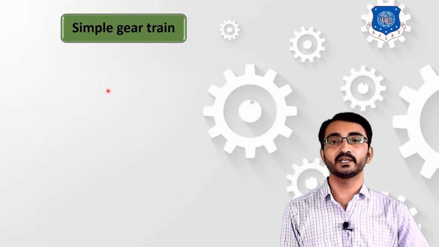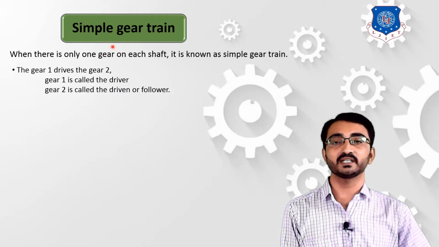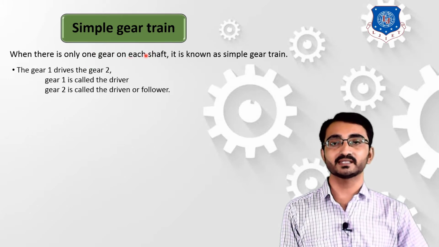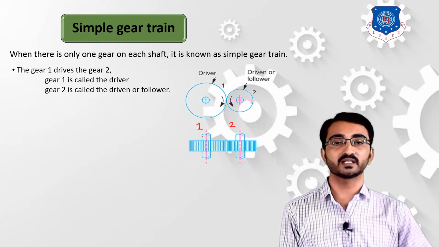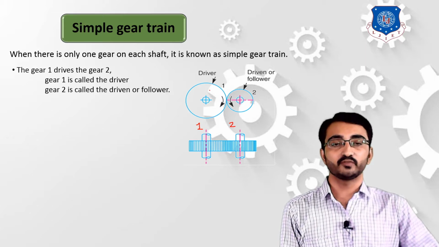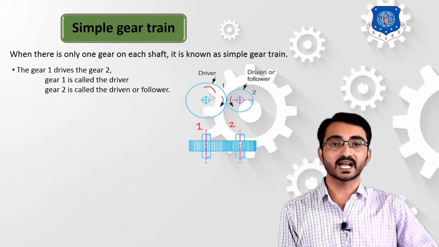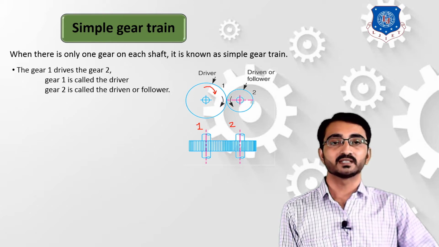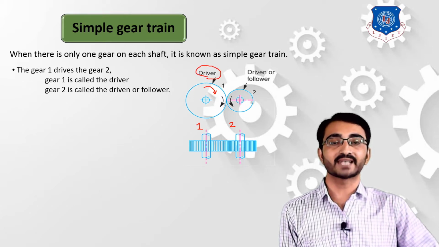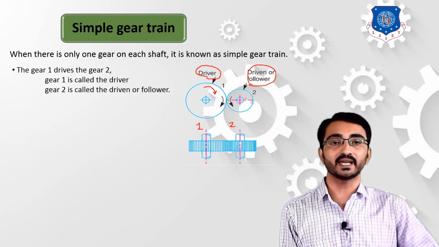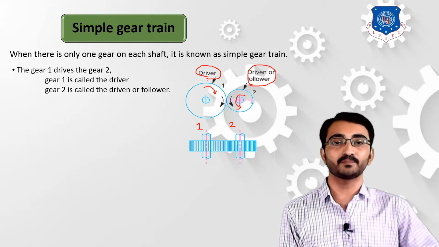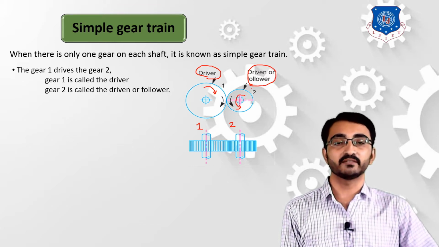As the name indicates, an assembly containing a simple arrangement, where only one gear is mounted on one shaft, will be termed as a simple gear train. In this diagram each shaft contains only one gear. If we rotate shaft number 1 in the clockwise direction, it is termed as the driver gear, and this driver gear will rotate the follower gear, or driven gear, in the anti-clockwise direction. The shaft which is transmitting power is termed as the driver gear, and the shaft which is receiving the power is known as the driven gear or follower gear.